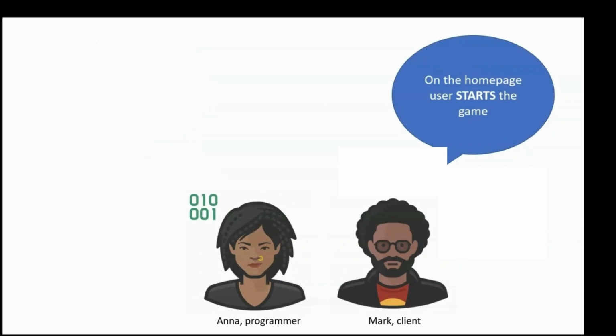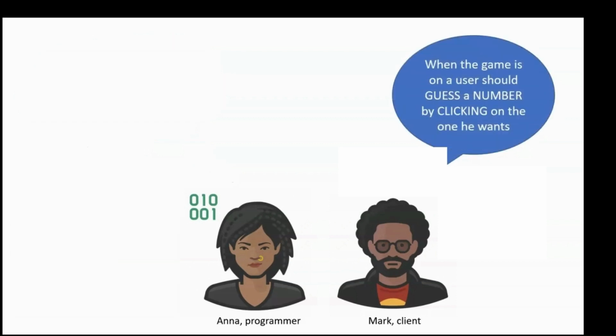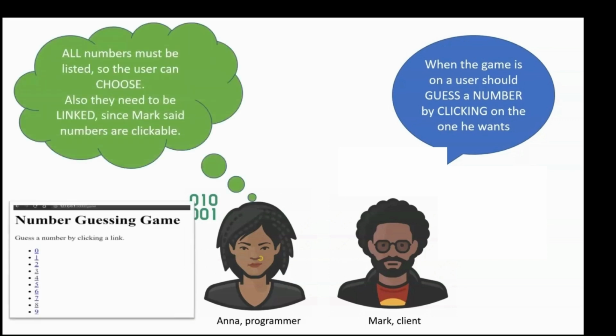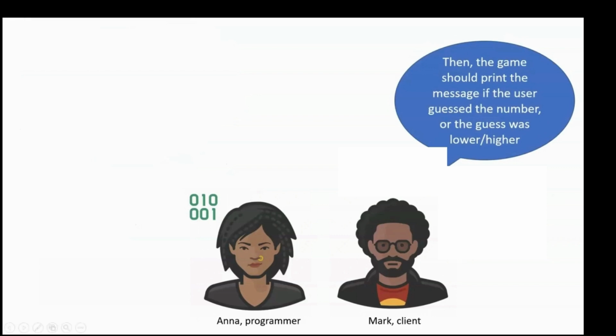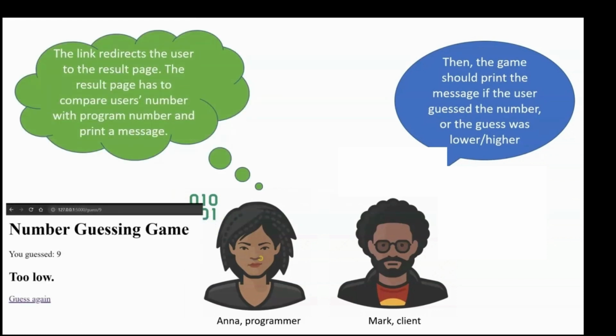The game starts on the home page. This requires an index HTML page with a link or a button that will start the game. Users can guess a number by clicking on the number they want. The fact that users can choose the number means they all have to be listed and also linked, since Mark said numbers are clickable. Finally, the game should say if the user's guess is higher, lower, or the same as the program's. For the code, this means that the links redirect the user to a results page, in which the secret number has to be compared with the user's guess.